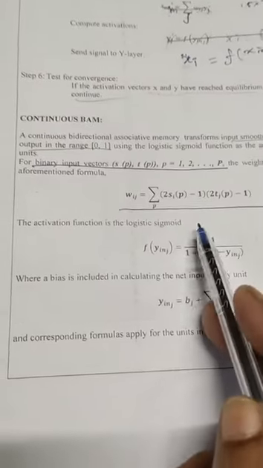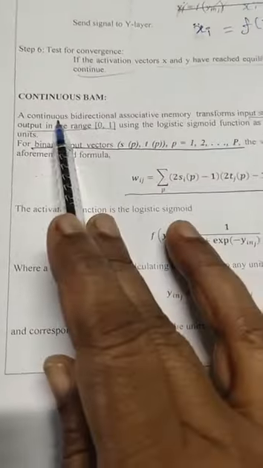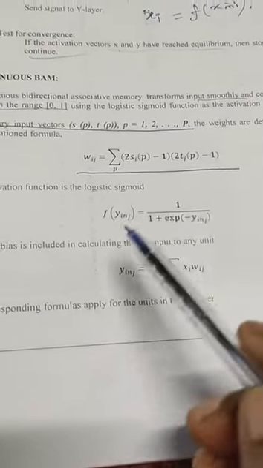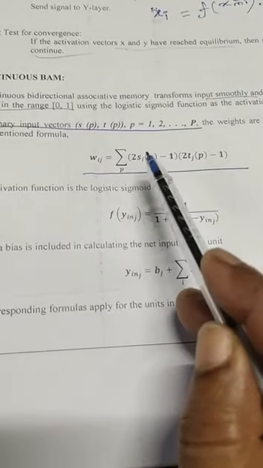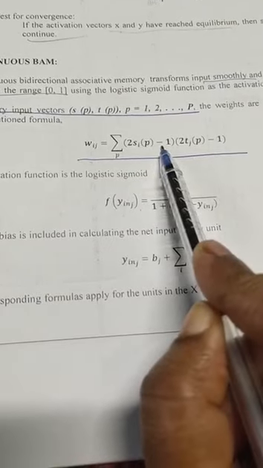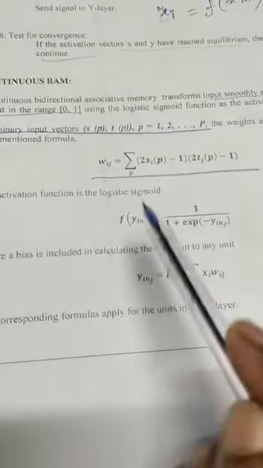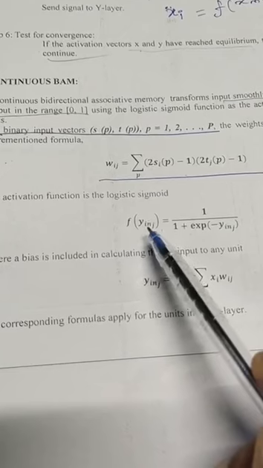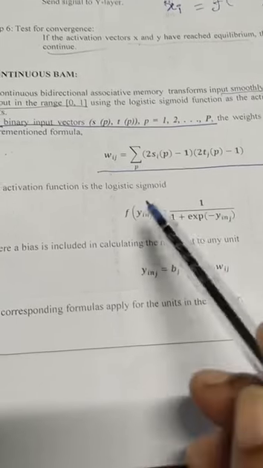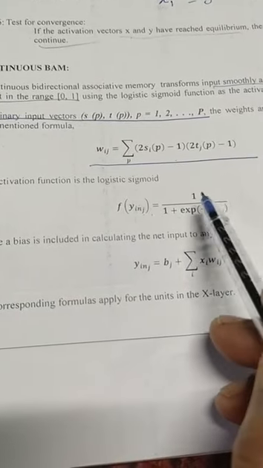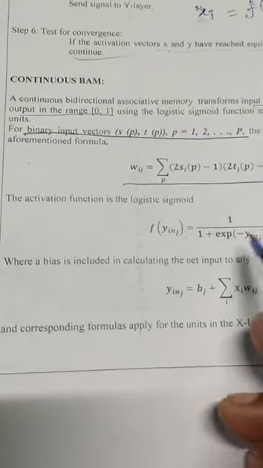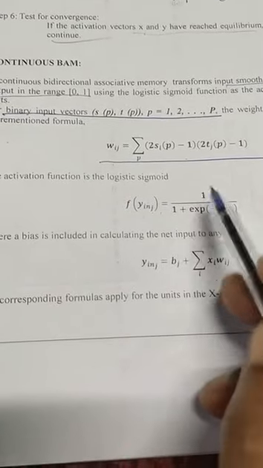Then we also have the BAM network for the continuous input signal. In such a case there is not much difference, only a difference in the activation function. You see, this is the weight matrix, which you calculate using this formula that we have already seen. And this is the formula used for the activation function, that is the sigmoidal function. That is the only difference.